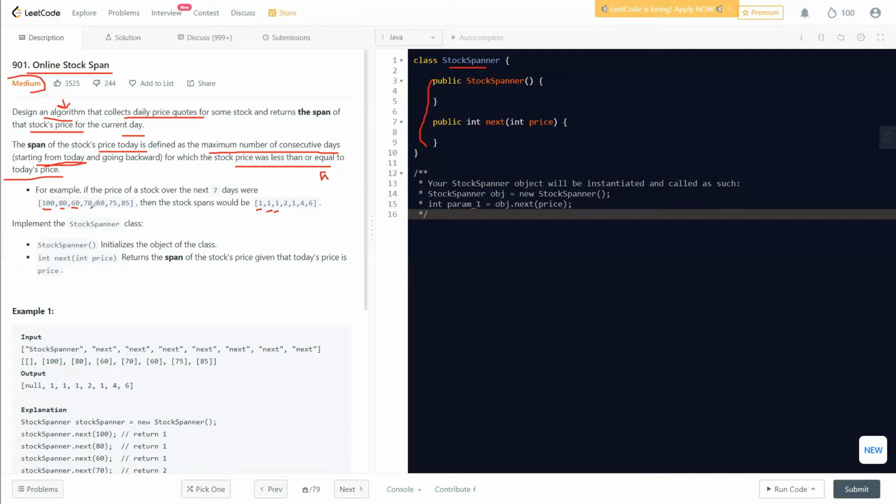Now for 70, when it comes, how many days do we get to see a price that was less than or equal to today's price? There is 70 itself, that is starting from today, right? That's 70 itself, and then 60, the price for that, which is less than 70, right? So that's why we mark it as 2.